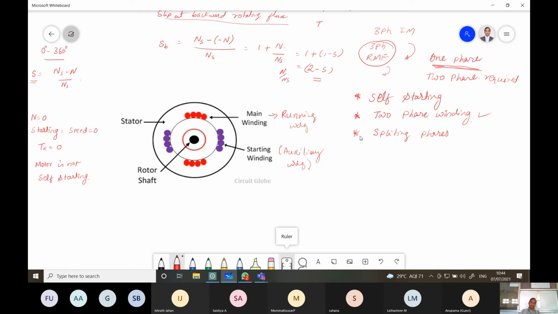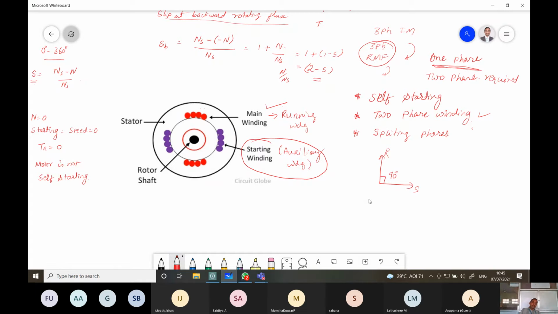This is only during the starting period. For this purpose, the stator of a single phase induction motor is provided with an extra winding known as the starting winding, also called the auxiliary winding. In addition to this, there is the main winding, called the running winding. The two windings are spaced 90° apart. One is starting and the other is running.